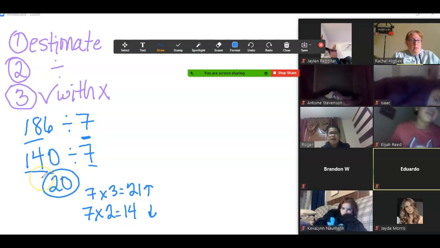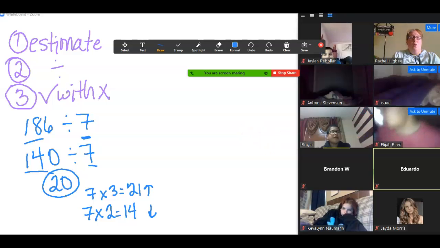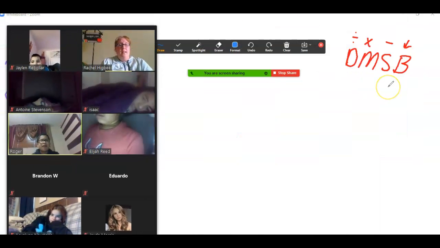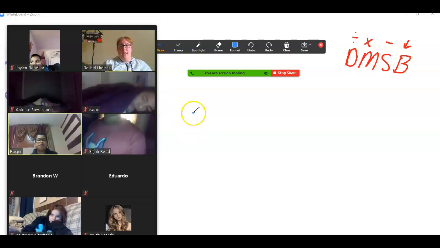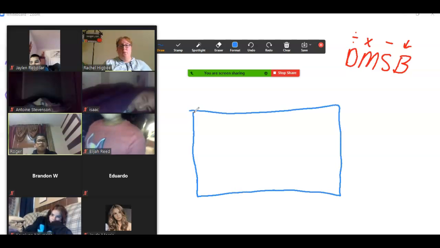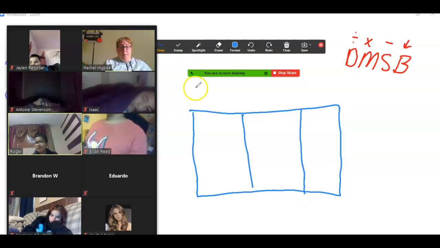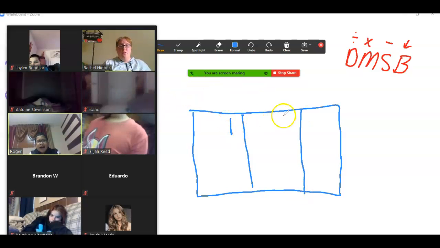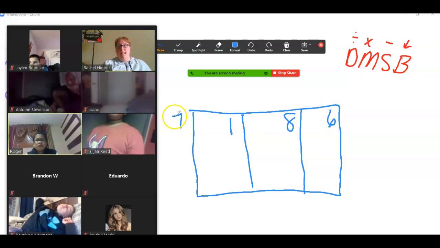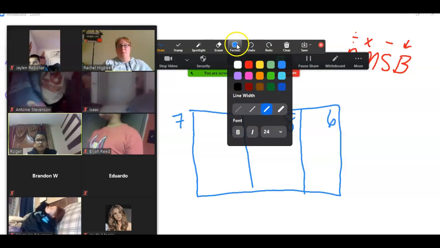Everybody with me so far? Okay. So now we're going to go ahead and divide. And again, since this is a 3-digit number, I need a 3-digit box, a box with 3 columns. And I put my 186 divided by 7.